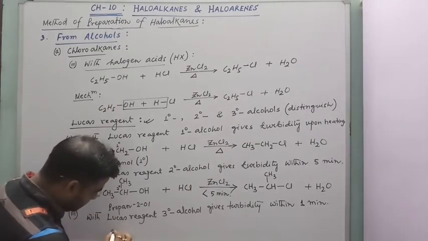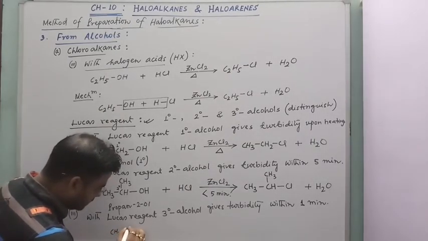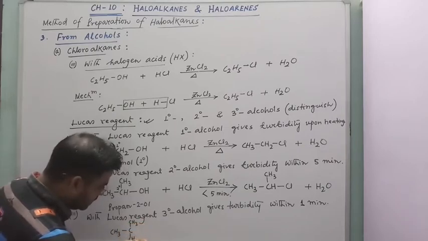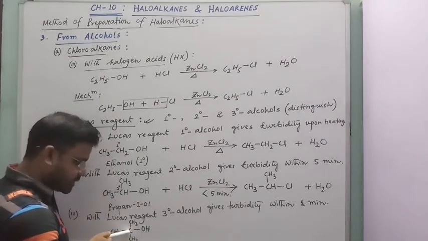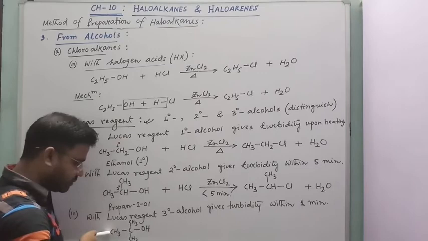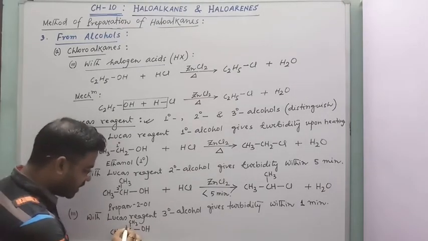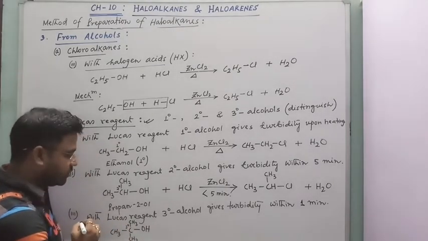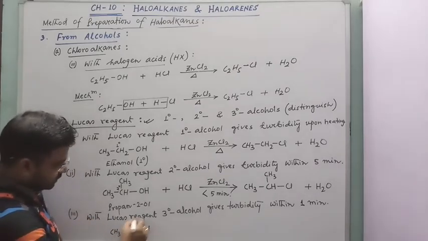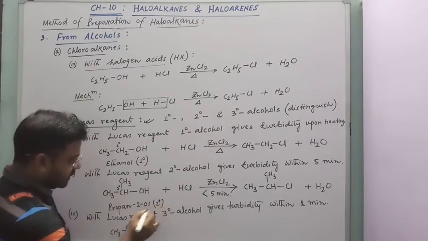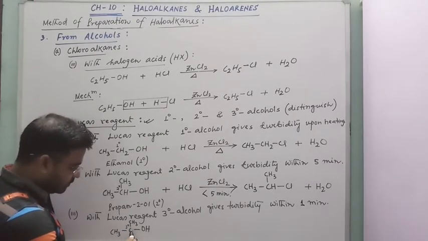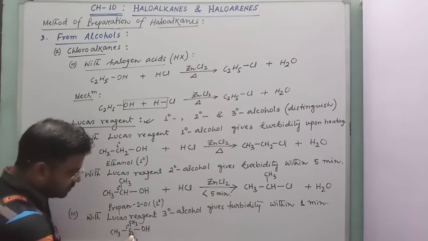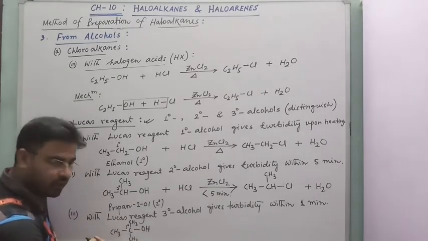Example: (CH3)3C OH. So the alcohol OH is attached with this carbon, and this carbon is directly attached with 3 carbons. So this carbon is tertiary carbon and this compound is tertiary alcohol. So propan-2-ol was secondary alcohol, and this is 2-methylpropan-2-ol.